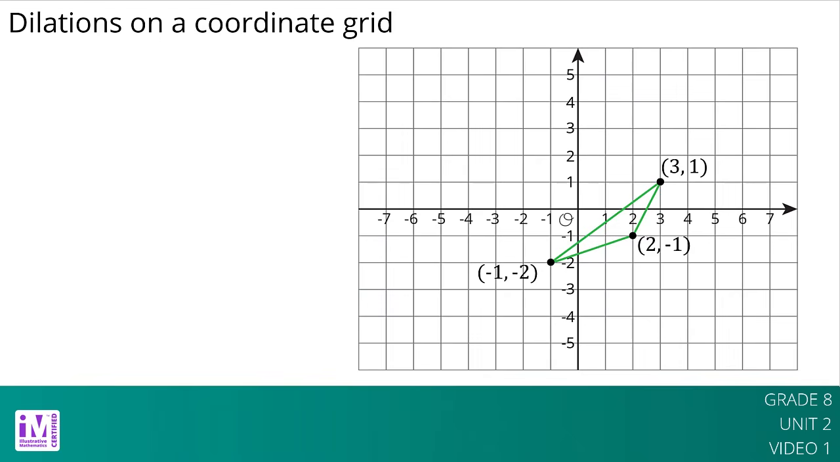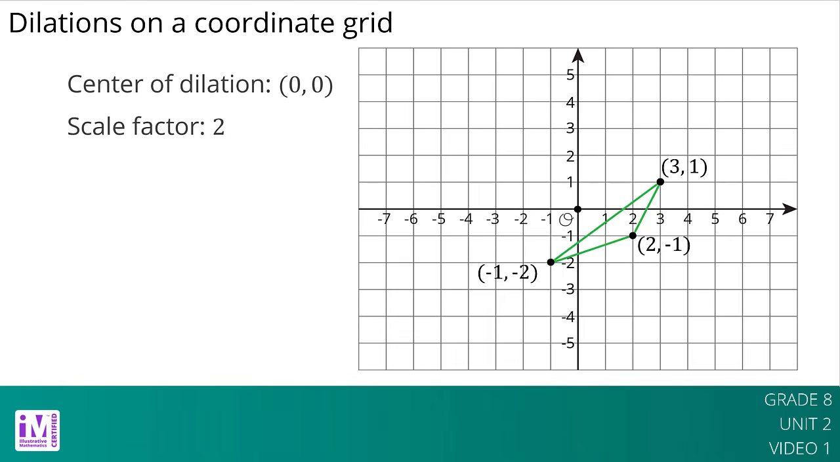Sometimes the square grid comes with coordinates. The coordinate grid gives us a convenient way to name points, and sometimes the coordinates of the image can be found with just arithmetic. For example, to make a dilation with center (0, 0) and scale factor 2 of the triangle shown, let's start by listing the coordinates of its vertices: (-1, -2), (3, 1), and (2, -1).